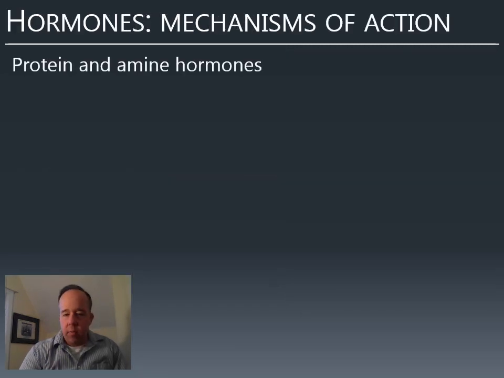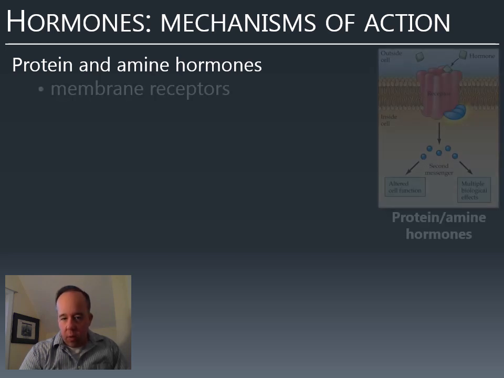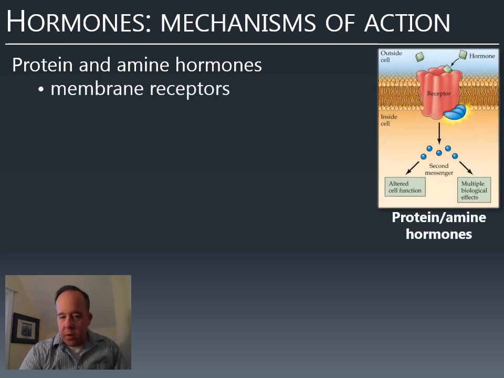So how do these work? Well, it depends on what kind of hormone you're talking about. For protein and amine hormones, you will have receptors that are lodged in the membrane of a cell, and because we're talking about the endocrine system, these do not have to be neurons. They can be, but lots of tissues in the body will have receptors for hormones. And here, this works a lot like neural communication. You have a receptor in the membrane.